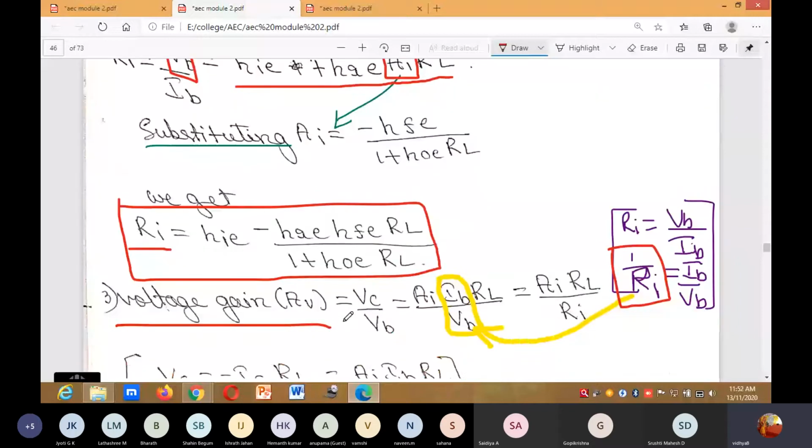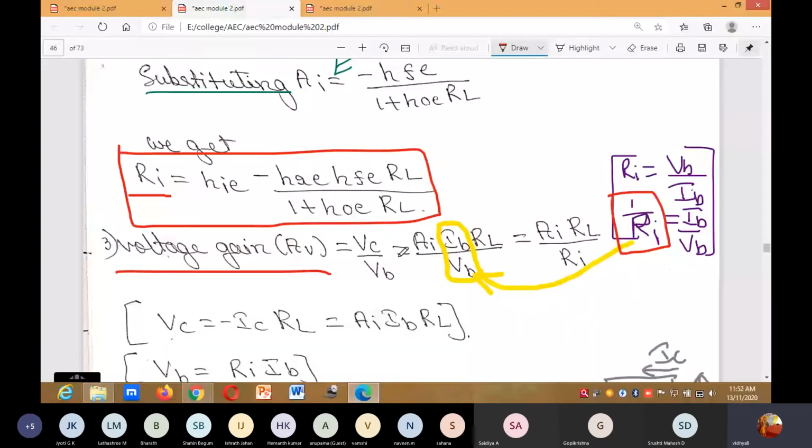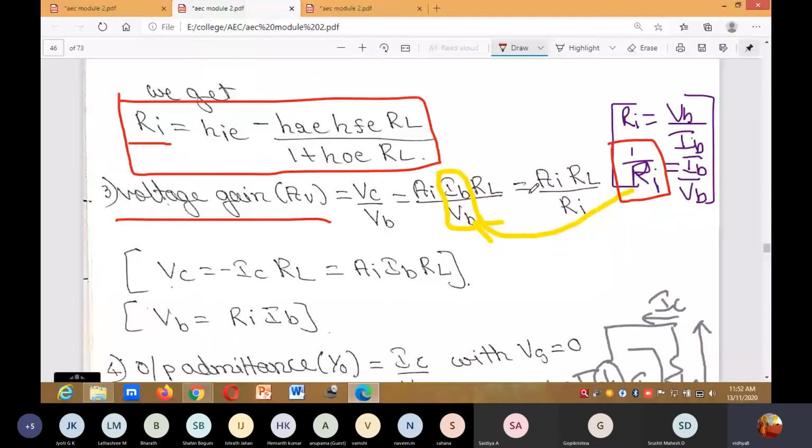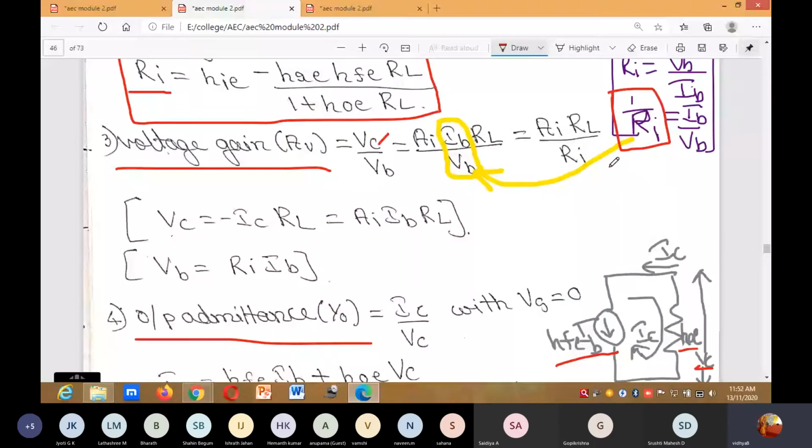Voltage gain is output voltage divided by input voltage. We need to find it out. We know the value of VC, so substitute. You will get this one: AI into RL divided by RI.